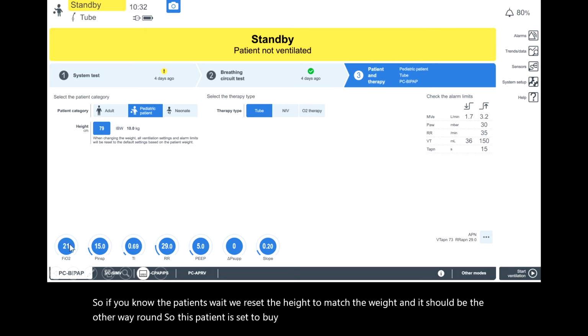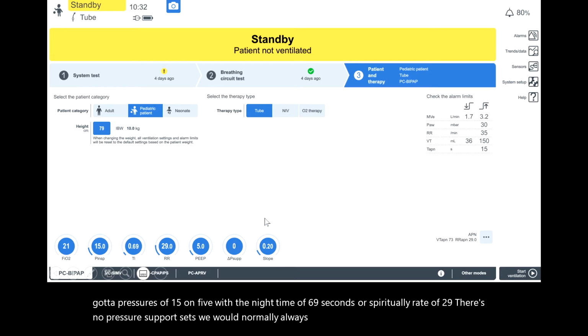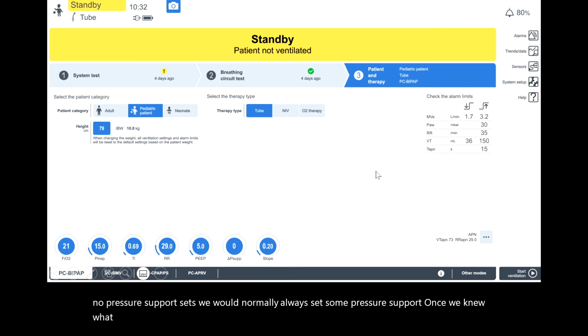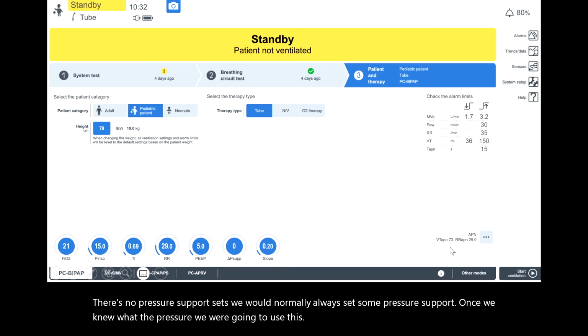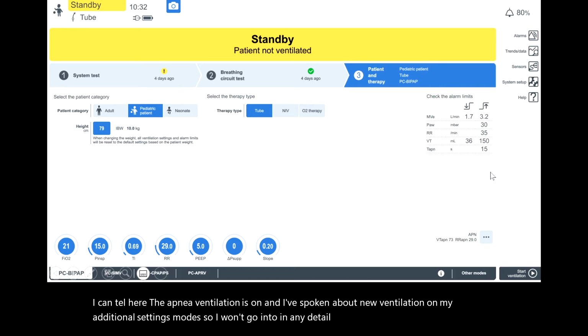And you can tell that the FiO2 there is 21%. It's got pressures of 15 on 5 with an I time of 0.69 seconds, a respiratory rate of 29. There's no pressure support set. We would normally always set some pressure support once we knew what the pressure we were going to use is. I can tell here that apnea ventilation is on, and I've spoken about apnea ventilation on my additional settings modes, so I won't go into it in any detail here. And here you can see the alarm limits.